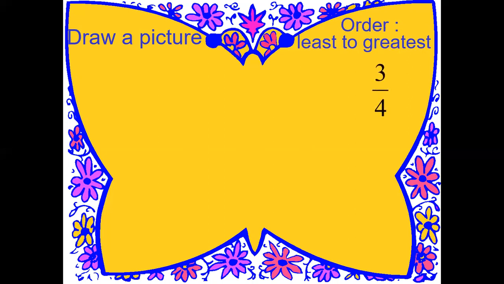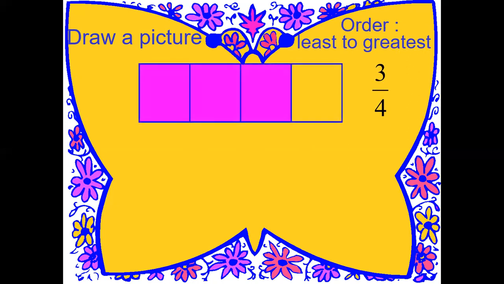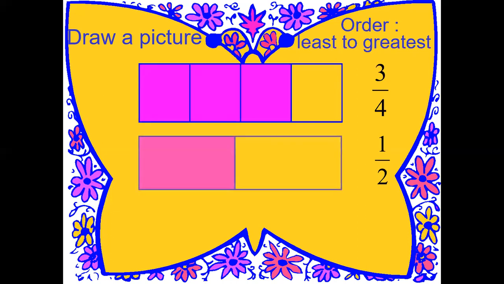Here we have 3/4, and this is what 3/4 looks like. It is 3 parts out of 4 pieces, right? It's 3 parts out of 4 equal pieces, or out of 4 quarters. Now here we have a half, 1/2. Now this is what a half looks like. It is 1 portion out of 2 equal pieces.